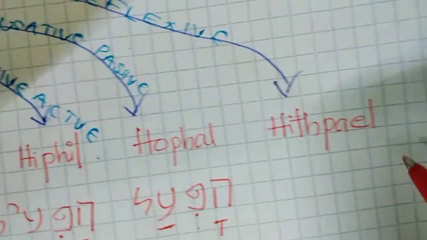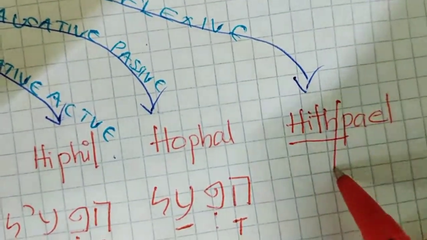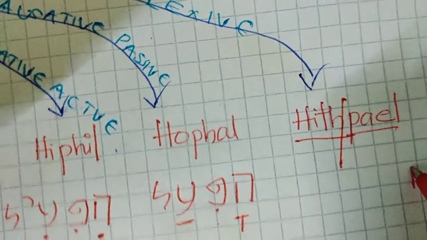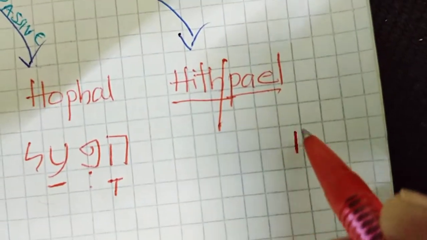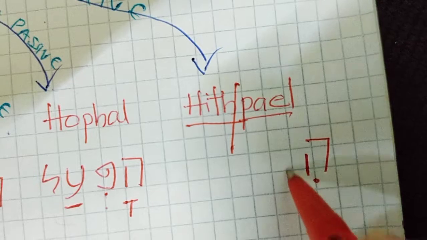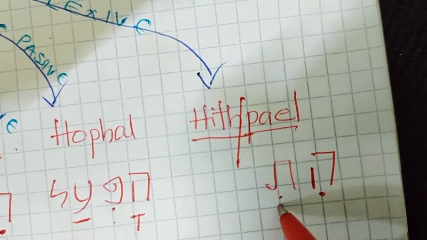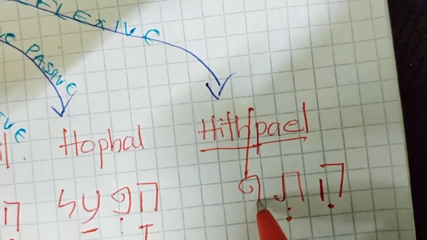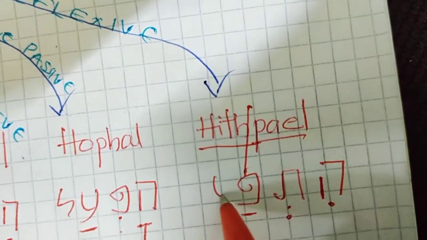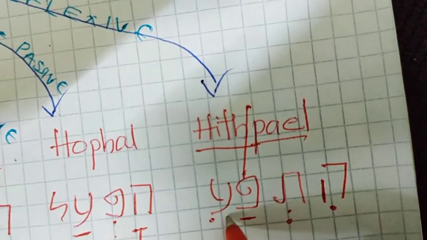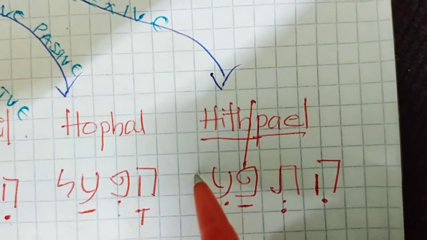Next one, Hithpael. Hithpael has a hit. So that is a specialty, you can identify it very easily. Look at this. Hit, pael. Pa. Hit, pael. See those differences now?